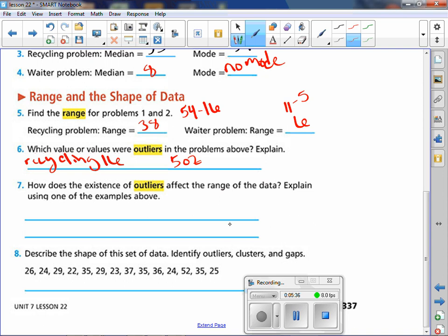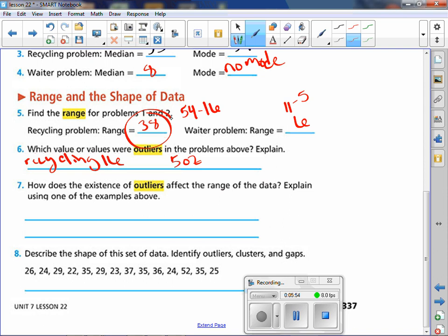Does it affect it? Absolutely. The outlier in the recycling gives a bigger range, and so if you had no outlier, the range would be much smaller. So if you guys look at this range right here, it's huge. And that shouldn't be very big. If that's smaller, you don't have any outliers.